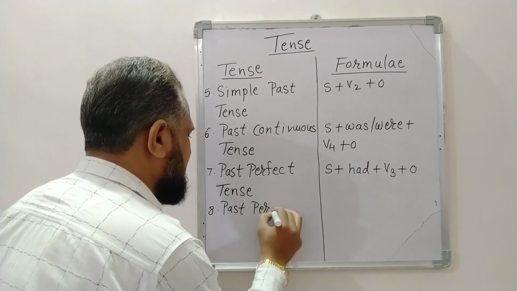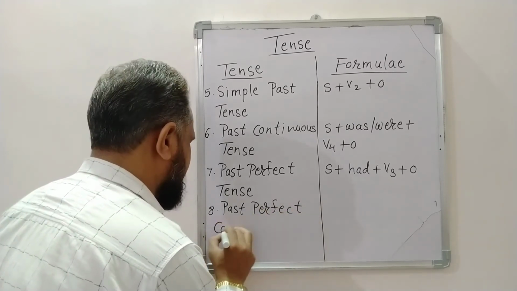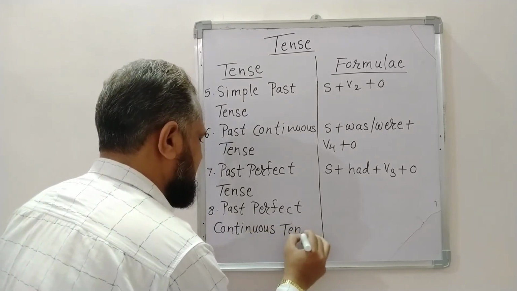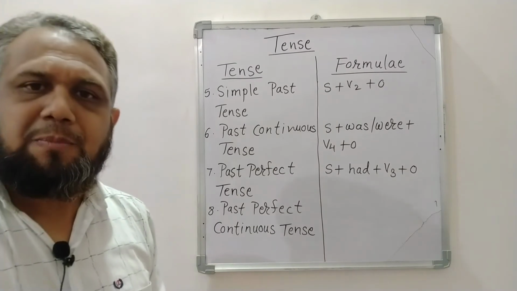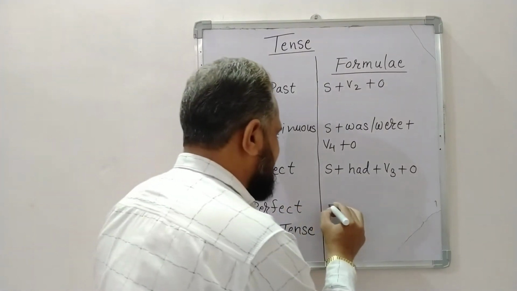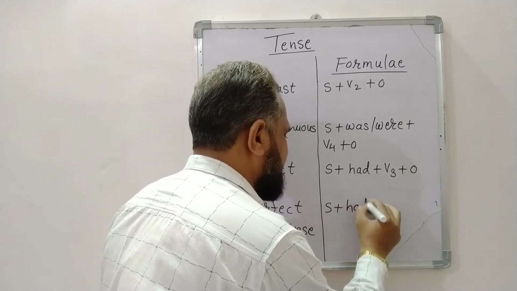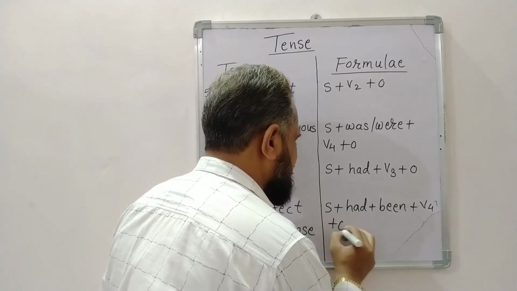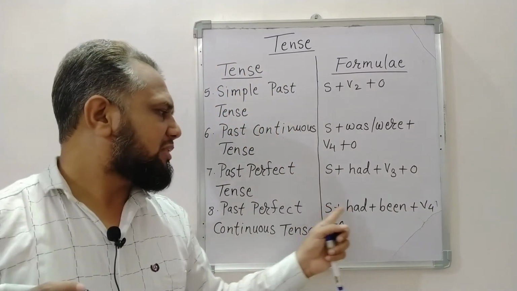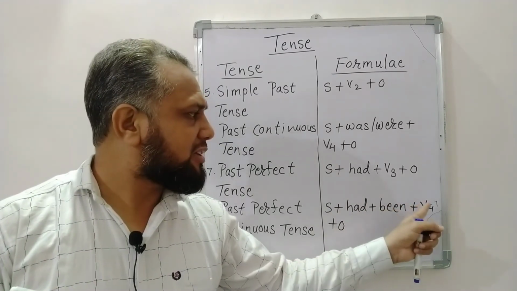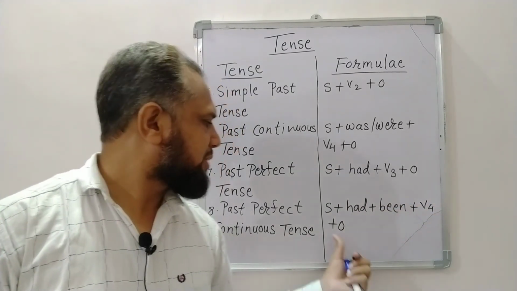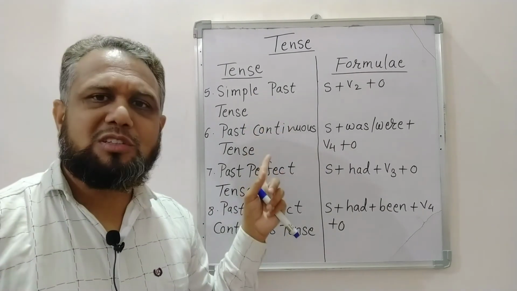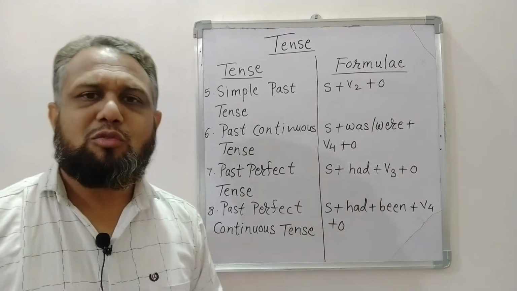The eighth number tense is past perfect continuous tense, and the formula of this tense is subject plus had plus been plus V4 plus object. Means subject, thereafter had, thereafter been, thereafter the fourth form of verb, and in the last object. Okay, so these are the four tenses of past tense and their formula.